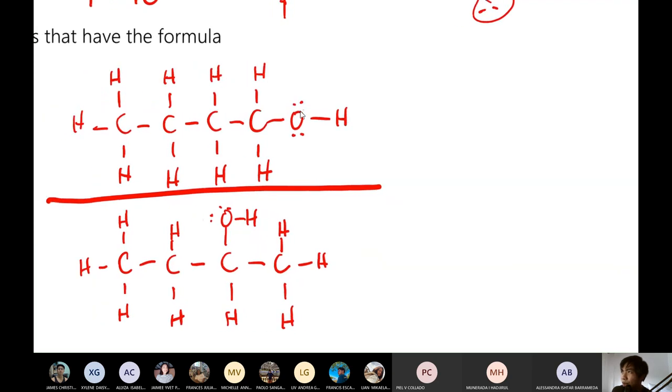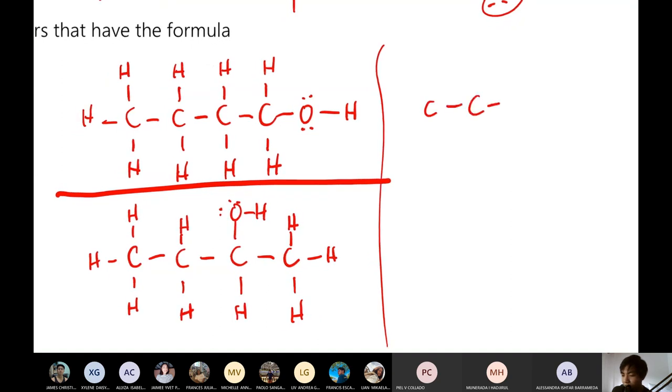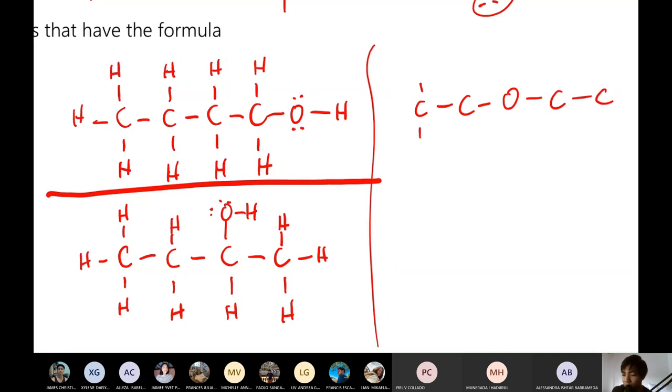Ano pa pwede ko gawin dito? Pwede yung oxygen nakadugtong sa dalawang carbon instead of hydrogen. Isa-sandwich ko siya sa gitna. So, tingnan natin kung kaya pa ng space. Carbon, carbon, oxygen, carbon. Sige, carbon. So, pwedeng ganyan yan. Kayo na bahala mag-isip kung paano mo sila pagdudugtongin. Okay. So, this is one isomer wherein the oxygen is not connected to hydrogen, rather to two different carbons. Carbon sa left, carbon sa right. So isa tong isomer. Okay?